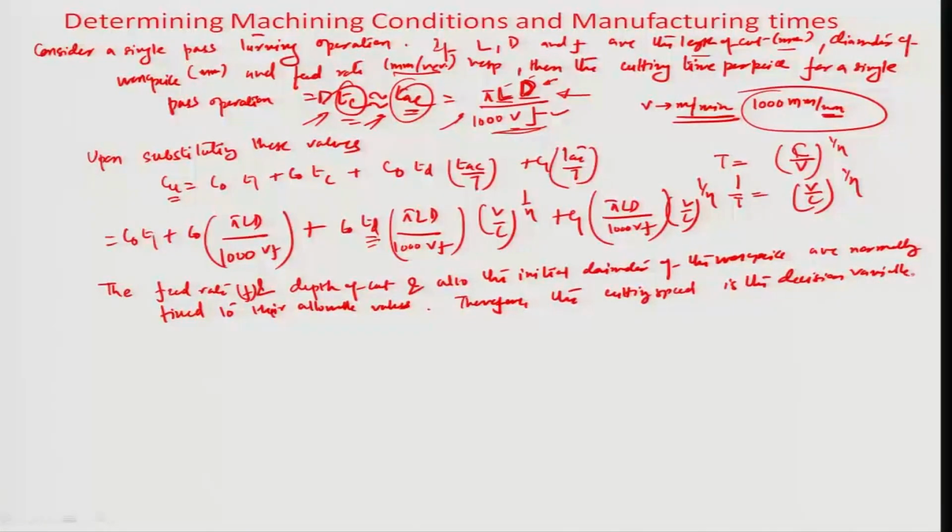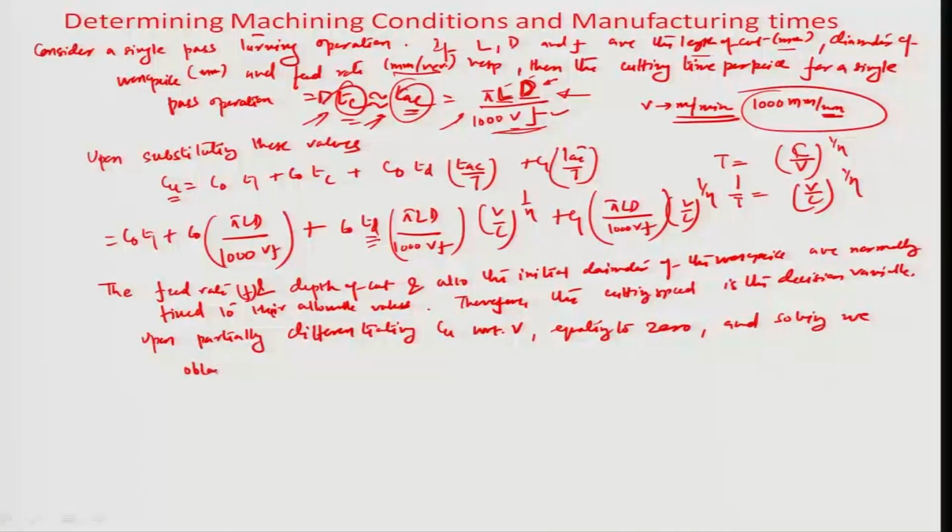Upon partially differentiating Cu with respect to V, equating to 0 and solving, we obtain the minimum unit cost cutting speed, V min.